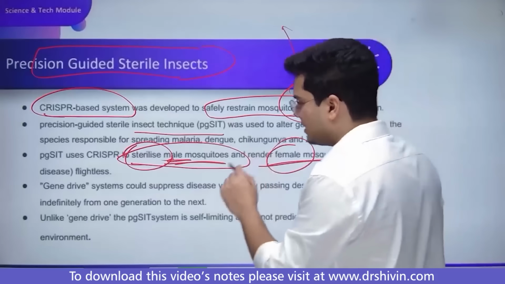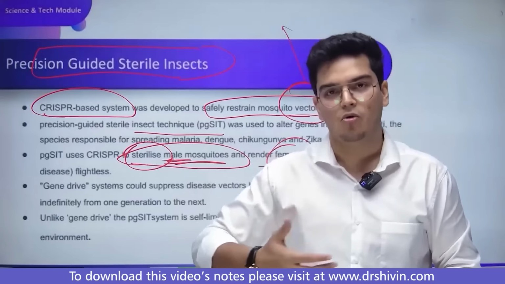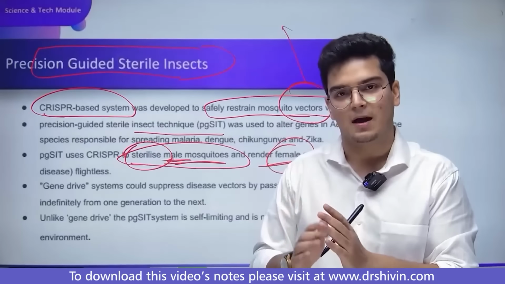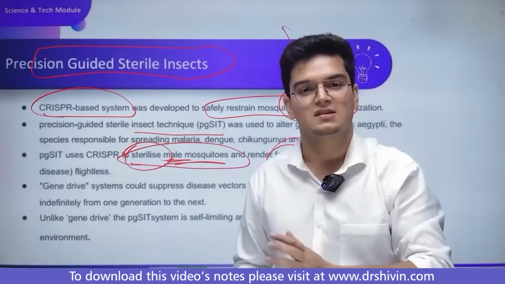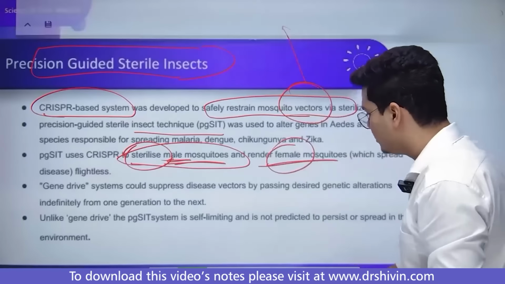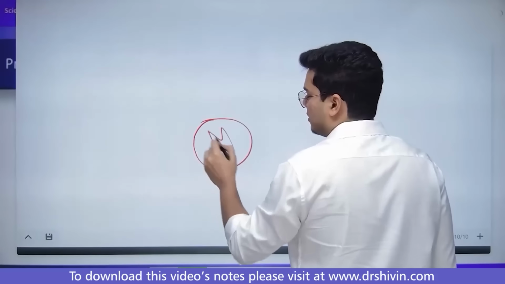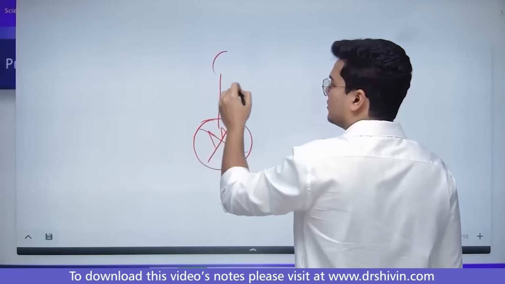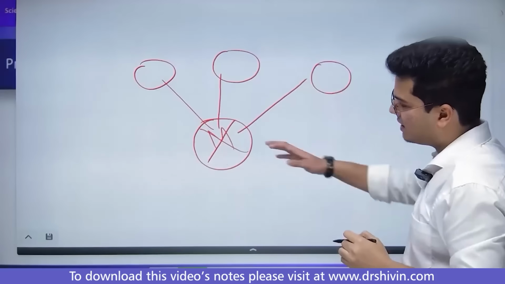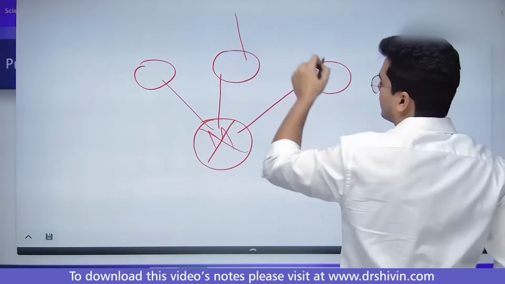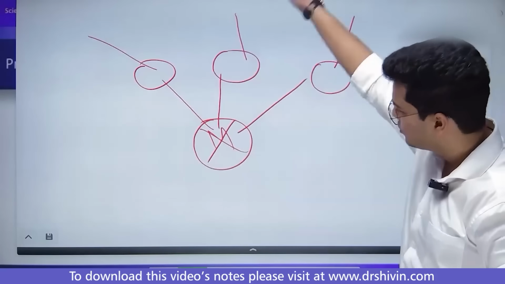Okay, but the problem here is, what if this genetic editing kept going on and on, from generation to generation in mosquitoes? What will happen if we do this? If we do this, mosquitoes will be eliminated. But mosquitoes are part of the food chain and the food web. There must be some organisms that are eating mosquitoes, and further organisms that are eating the organisms that are eating mosquitoes. ऐसे food chain, food web होता है.